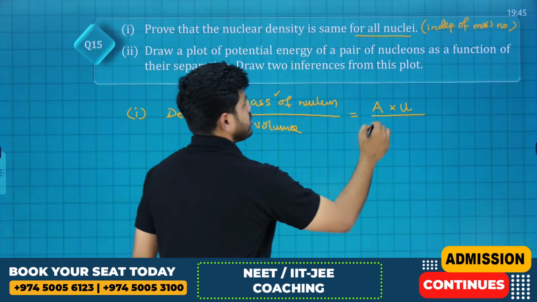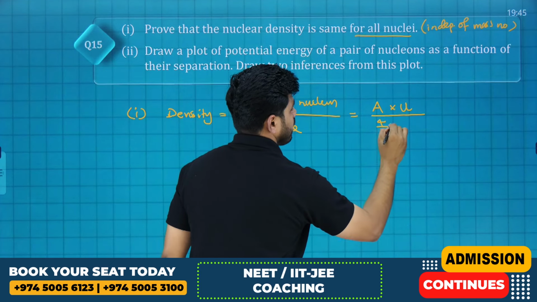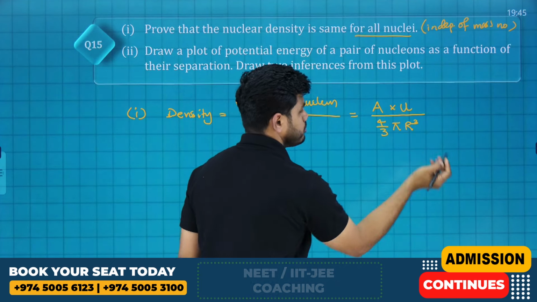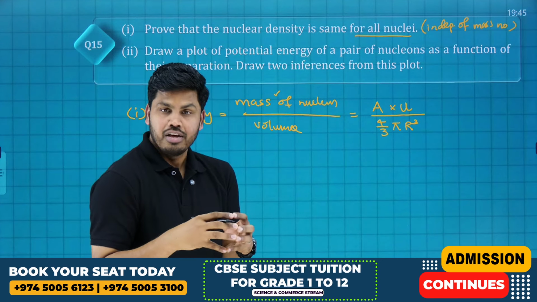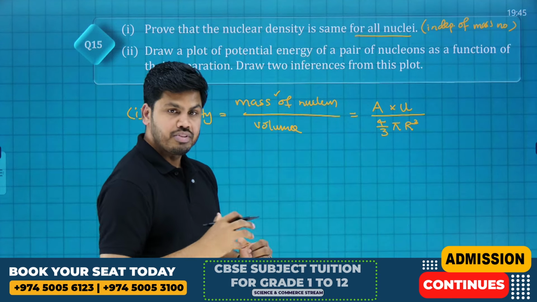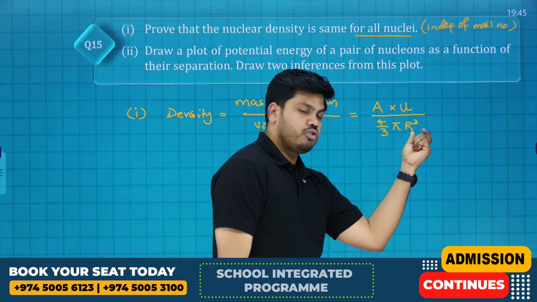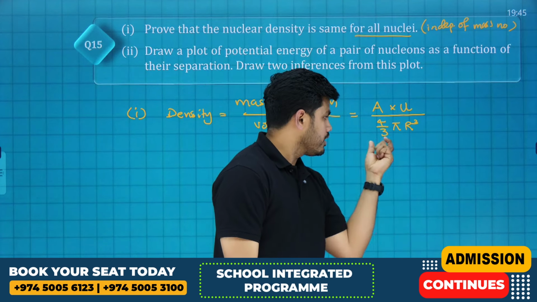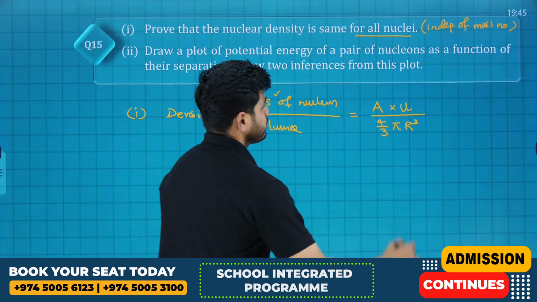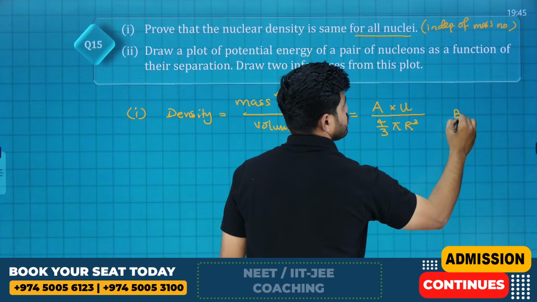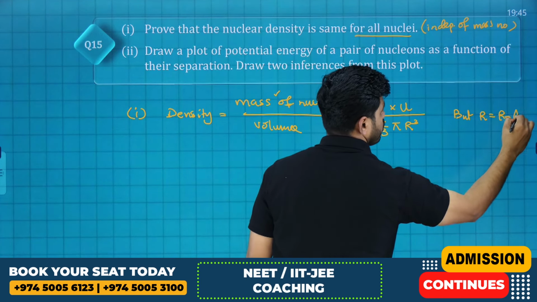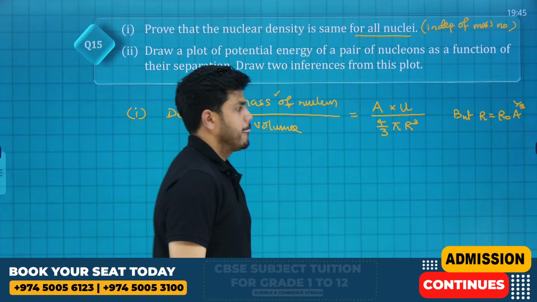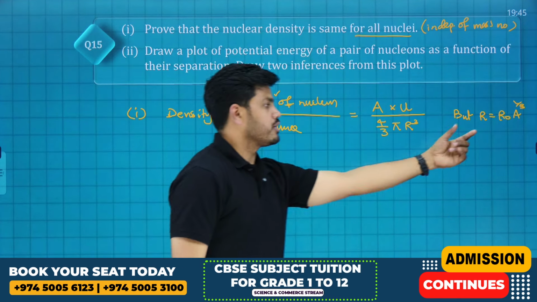Look at the denominator. It is volume. Volume is 4 by 3 pi r cube. We consider the nucleus as a spherical core of the atom, right? So the radius of that particular sphere is r, then volume will be 4 by 3 pi r cube. And we have one substitution here. Radius r is equal to r0 A raised to 1 by 3. Radius of the nucleus, correct?